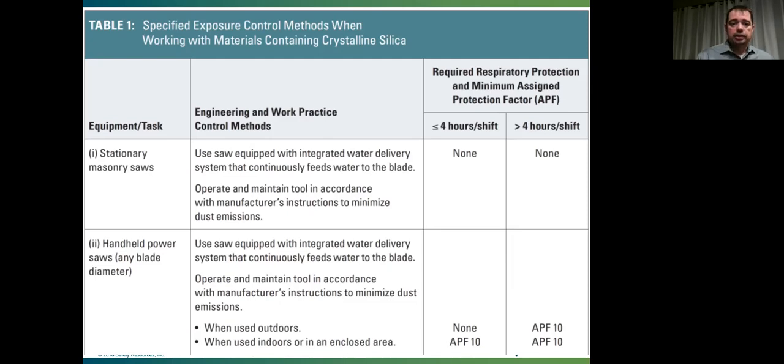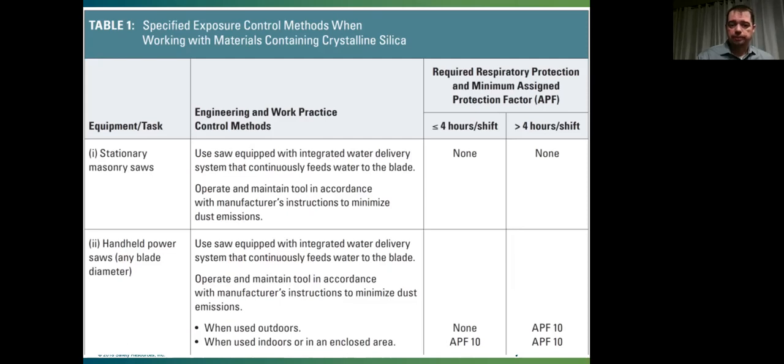Now, if we take that same task and move it indoors or inside an enclosed area, it doesn't matter whether it's a shift of less than or greater than 4 hours, it's still the same requirement for respiratory protection. What that gives us is an idea that the employee exposure has already been determined through Table 1 to be above the permissible exposure limit, but not above what an assigned protection factor of 10 would cover.